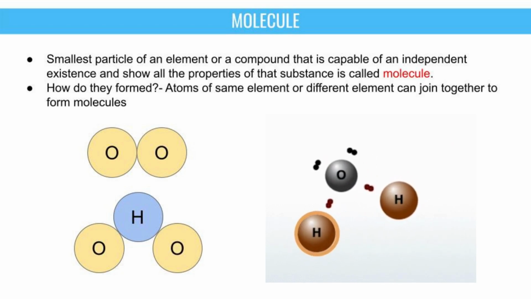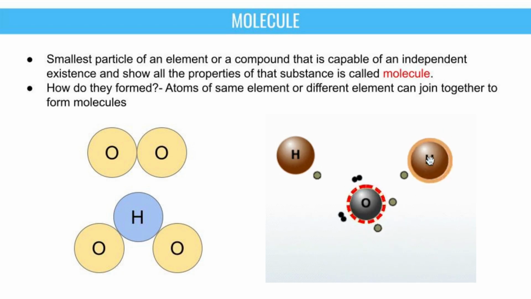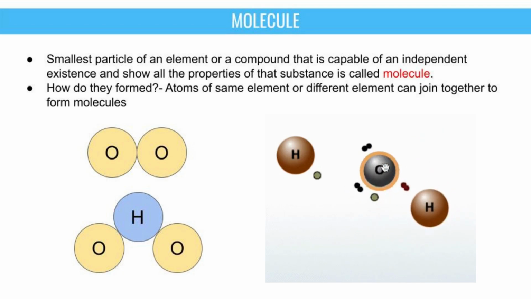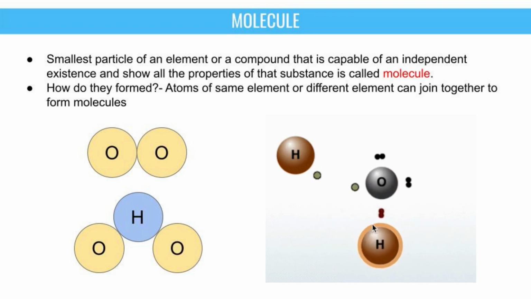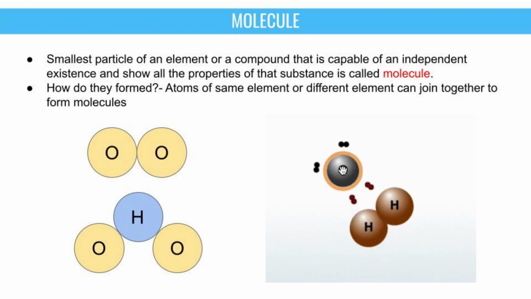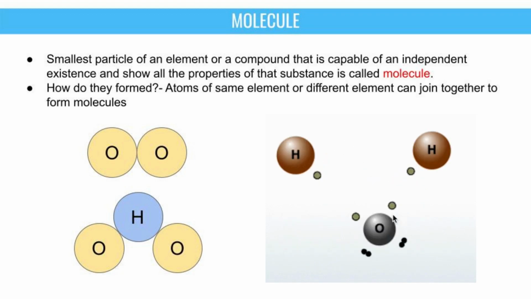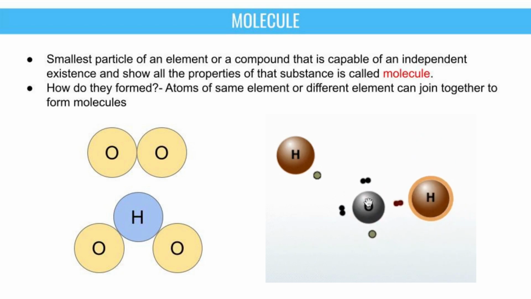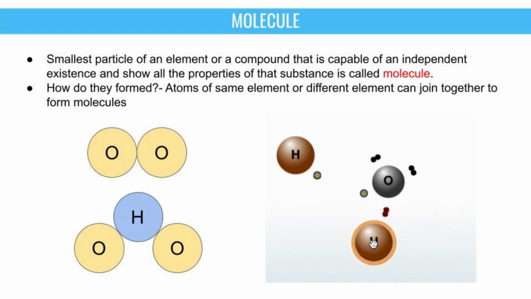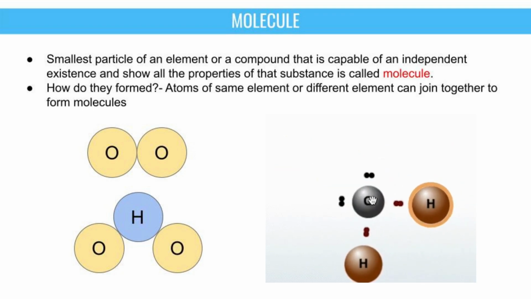How are they formed? Atoms of the same element or different elements can join together through a chemical bond to form molecules. This chemical bond can be an ionic bond or a covalent bond. For example, when two hydrogen atoms bond with one oxygen atom, they form a water molecule, H2O. The chemical bond here is a covalent bond. The details about the nature of chemical bonds will be understood in later classes.